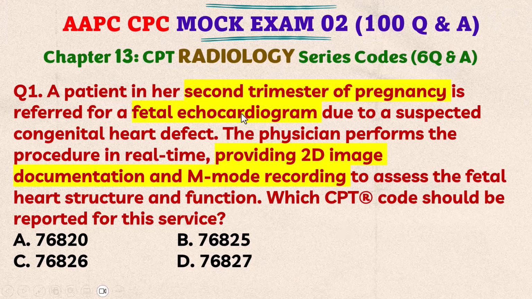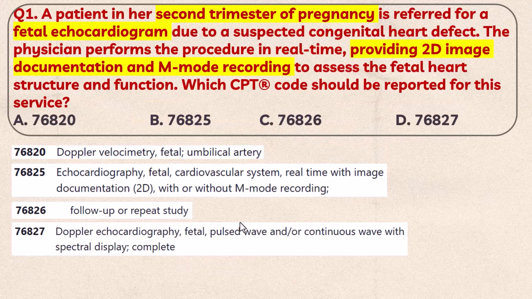So here you have to highlight this is the second trimester of pregnancy, came for the fetal echocardiogram. The physician is providing 2D image documentation and M-mode recording. So when you look at the answer, all answers are adjacent codes, so you can use the elimination method for the exam purpose. When you go to the code 76820, that is Doppler velocimetry, so that is not the case here. 76825 is echocardiography, fetal cardiovascular system, real time with image documentation, that is 2D, with or without M-mode recording. So that is exactly the scenario here.